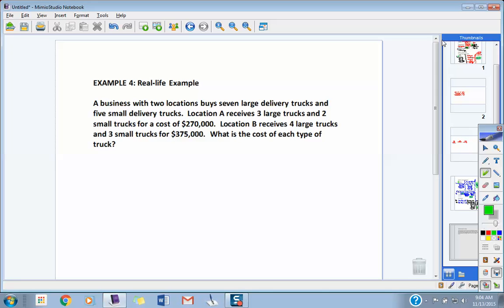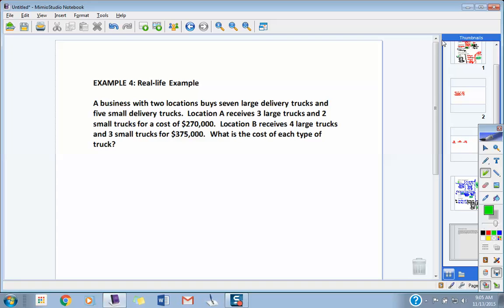Location A receives 3 large trucks and 2 small trucks for a cost of $275. Location B receives 4 large trucks and 3 small trucks for $375. What is the cost of each truck? So we need to find the cost of a large truck and the cost of a small truck. You guys are going to help me set this up.